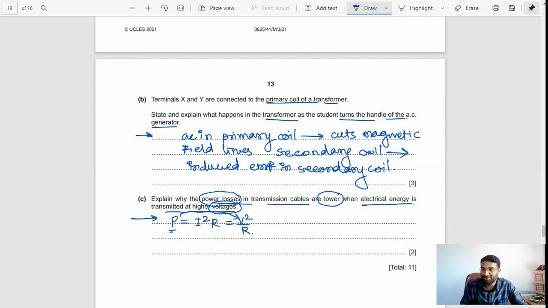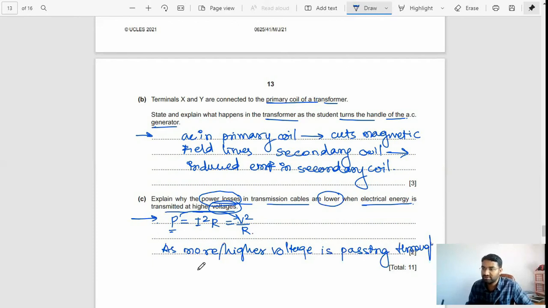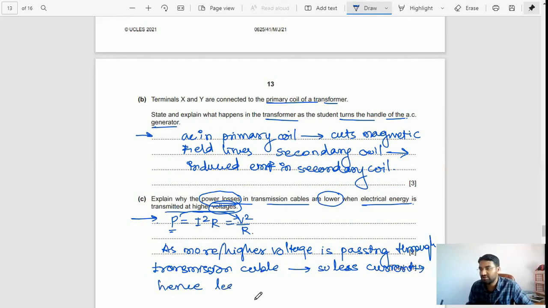Getting it? Okay, so you can also say that as higher voltage passes through the transmission cable, there is less current, so the power losses are less. You can say it like that as well. So see here, I will write down: as higher voltage is passing through the transmission cable, there is less current, hence power losses are less. Getting it? This is what you have to explain.